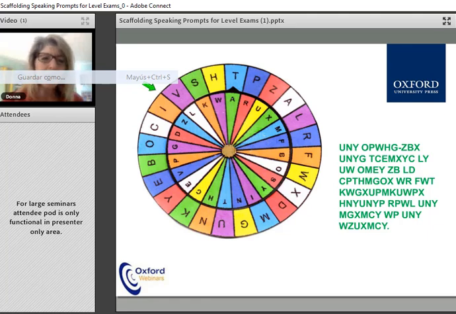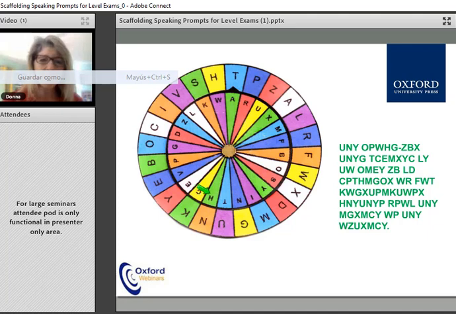So for instance, find the U on the outside of the wheel. On the outside of the wheel, the U is here. And on the inside of the wheel, it's the letter T. Right? So we have a T. Let's find the N on the outside of the wheel, and the inside of the wheel, it's the letter H.